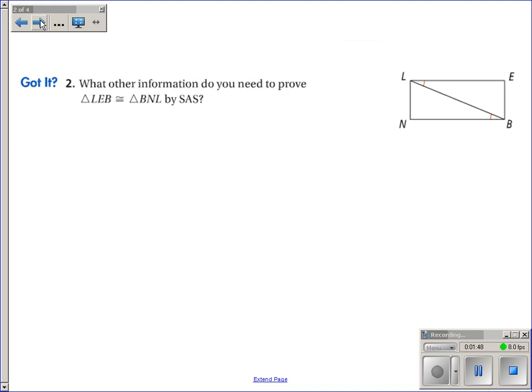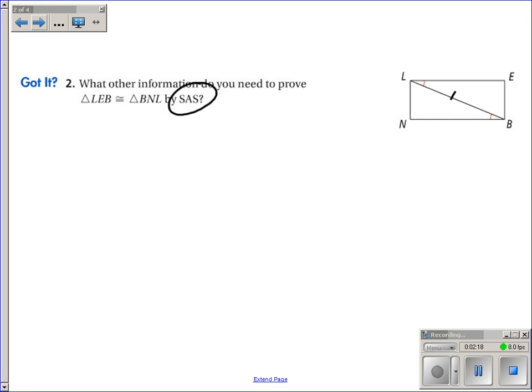In the next one, it asks, what other information do you need to prove that triangle LEB is congruent to triangle BNL? Well, all we know is that these two angles are congruent. Okay? And looking at this picture, I notice that these two triangles share a side. So I know that LB is congruent to itself by the reflexive property. And so what other information do we need to use SAS?